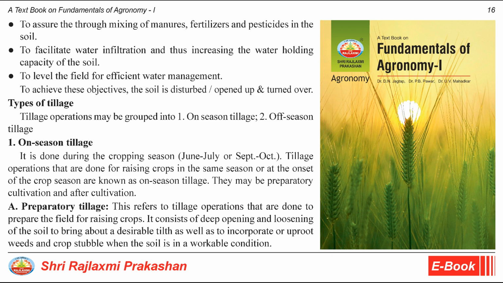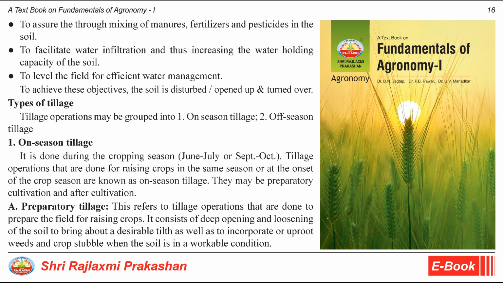Types of tillage. Tillage operations may be grouped into 1. On-season tillage, 2. Off-season tillage. Type 1. On-season tillage. It is done during the cropping season, June to July or September to October. Tillage operations that are done for raising crops in the same season or at the onset of the crop season are known as on-season tillage. They may be preparatory cultivation and after cultivation.